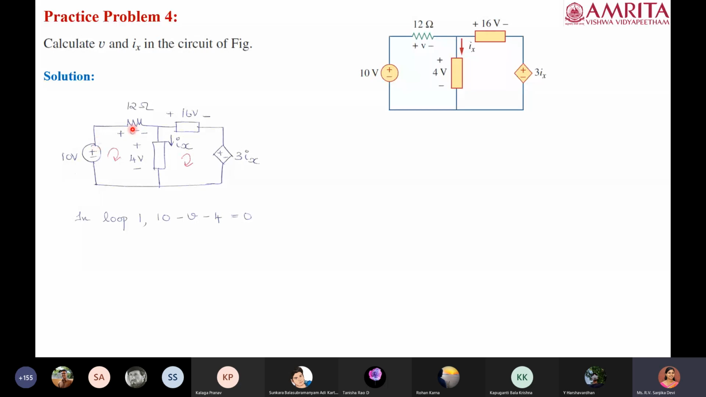Okay, V is what we have to determine. That is an unknown quantity. So 10 minus V minus 4 is equal to 0. So here the only unknown variable is V. So easily we can get V as 6 volt.